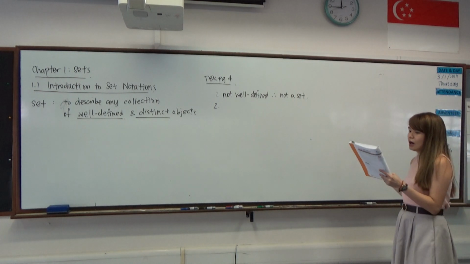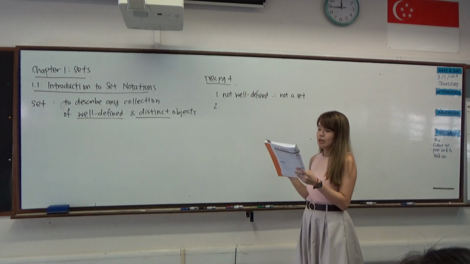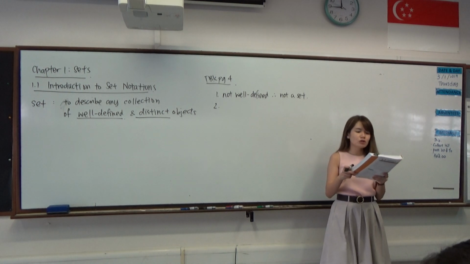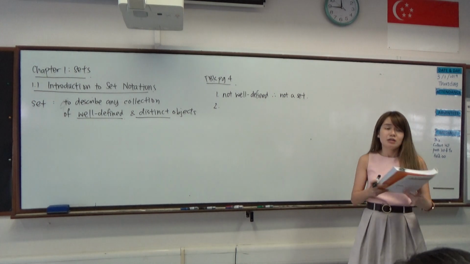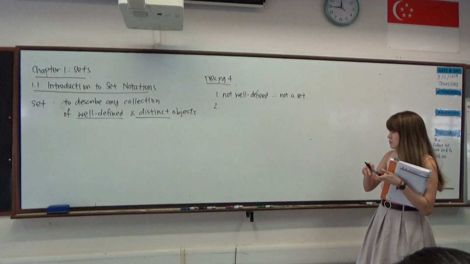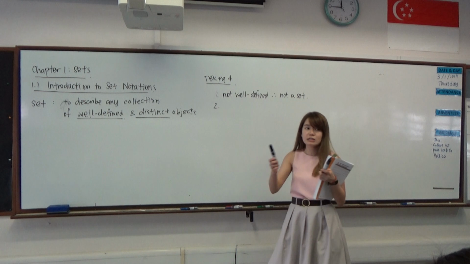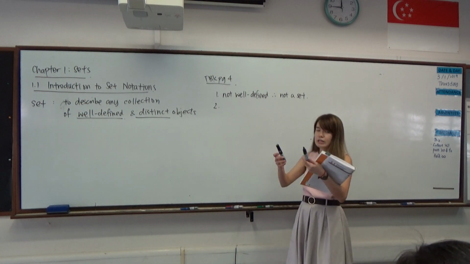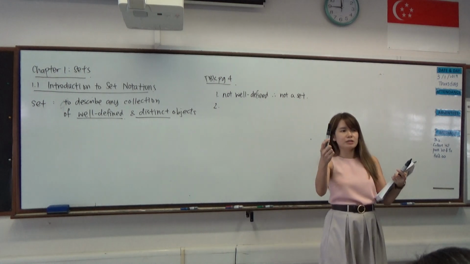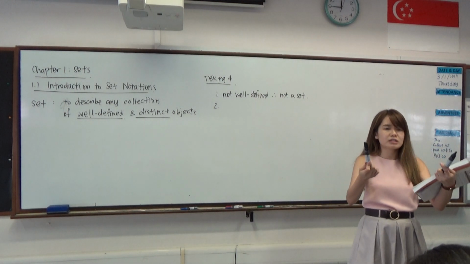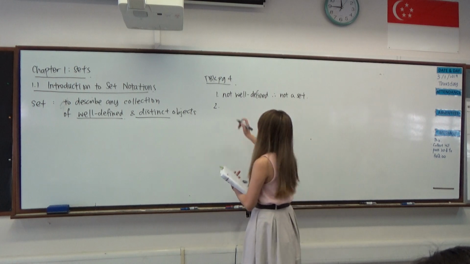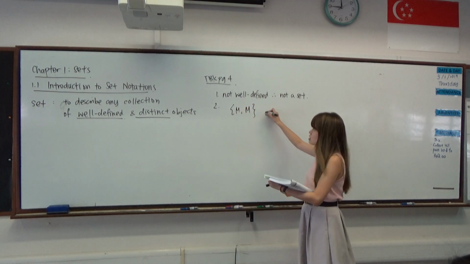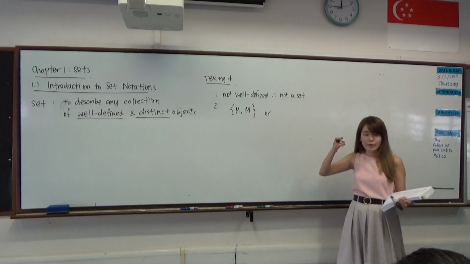Then number 2: let T be a collection of two identical pens. How should we list the elements of T? If the two pens are the same, for example two black markers, how do I put it as a set? If I name the marker M and M, can I have a set to be M and M? Usually when we write a set, we write with curly brackets.